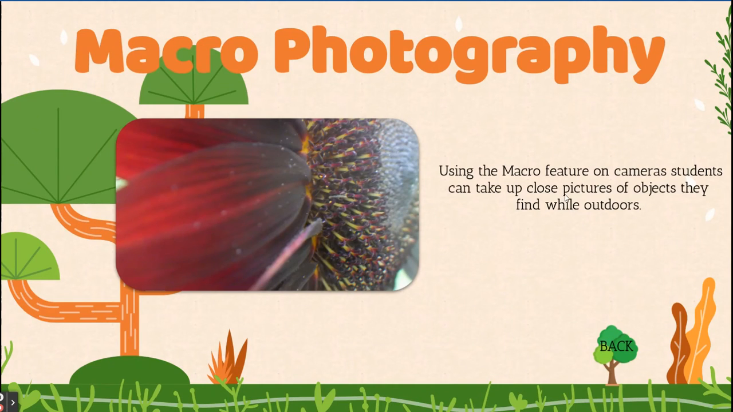Macro photography is the idea of taking pictures of objects, but very, very close up. This is a picture that I took with my camera of a sunflower last summer. So a macro feature, they're on almost every camera. You can use a macro feature in different ways. Some of them are really great at getting super, super close up.